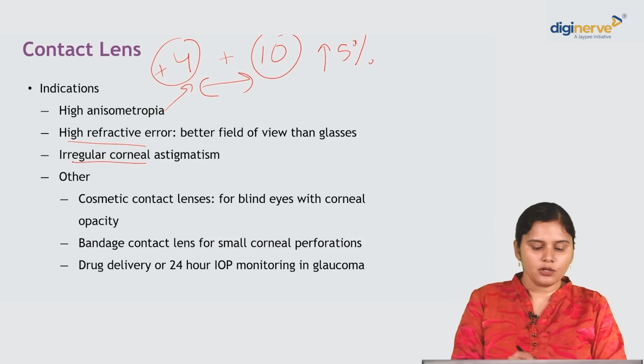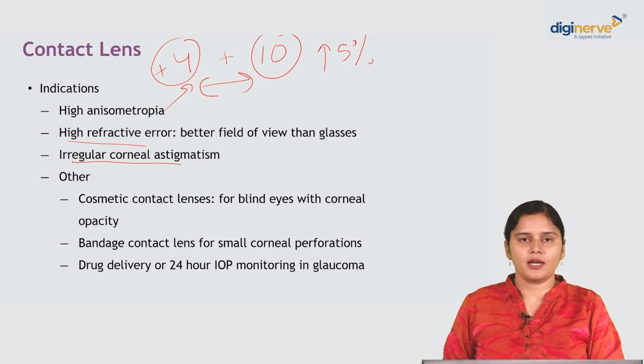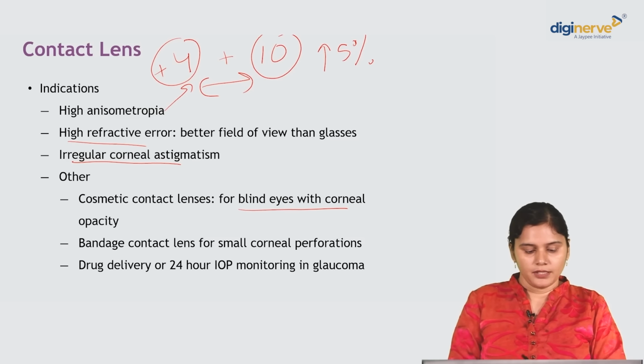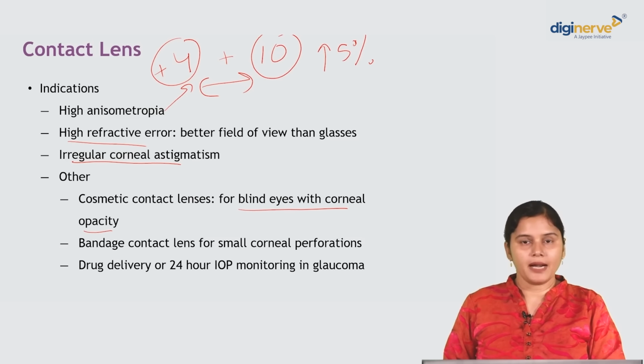If there is very high refractive error, then also a person should use contact lenses. For irregular astigmatism also, rigid contact lenses are recommended. Cosmetic contact lenses for blind eyes are also available if there is corneal opacity. Bandage contact lenses for small corneal perforations can also be used.